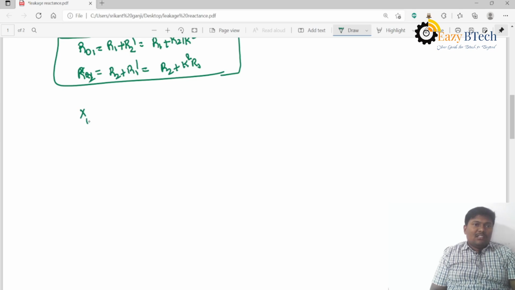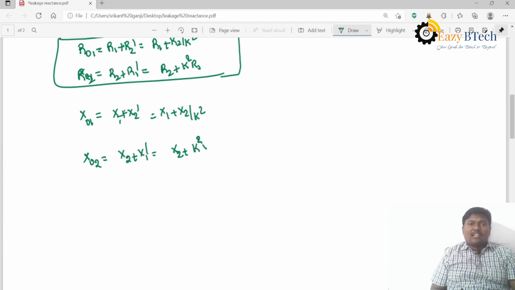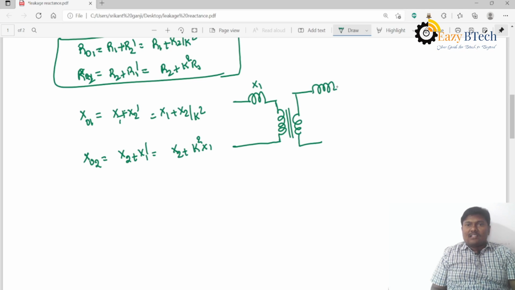Similarly, X01 is equal to X1 plus X2 dash, that is X1 plus X2 divided by K square, and X02 is equal to X2 plus X1 dash, that is X2 plus K square times X1. So the primary winding has a leakage reactance of X1, and the secondary winding has a leakage reactance of X2.